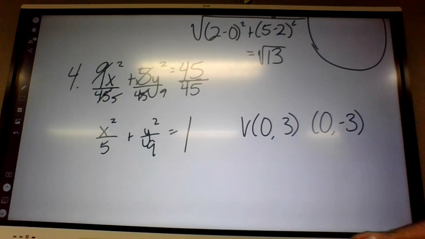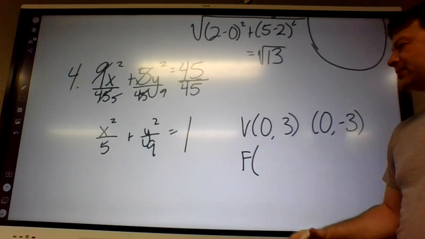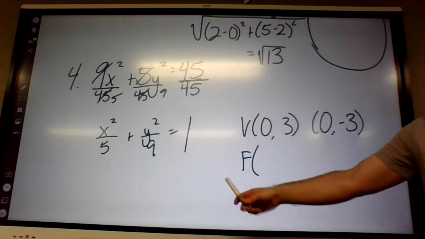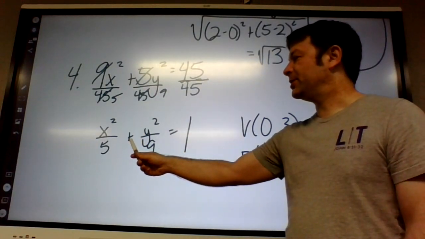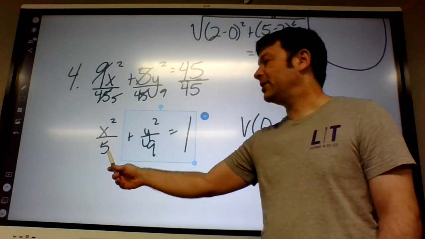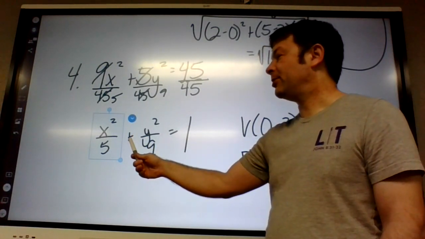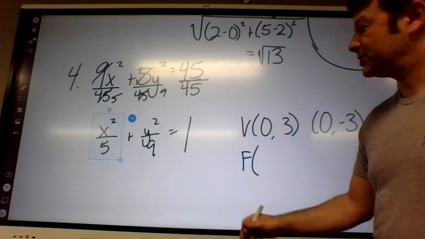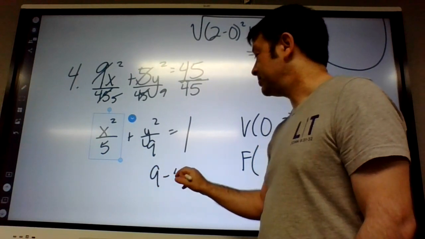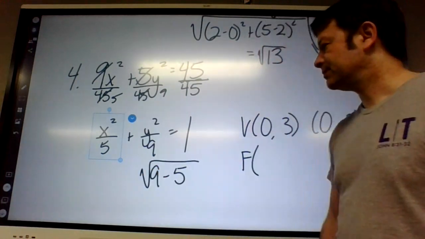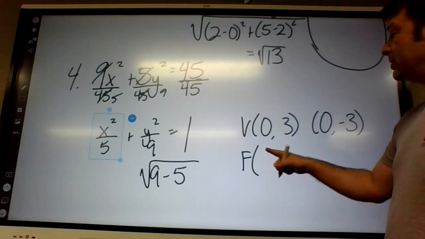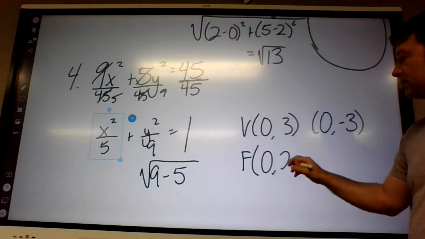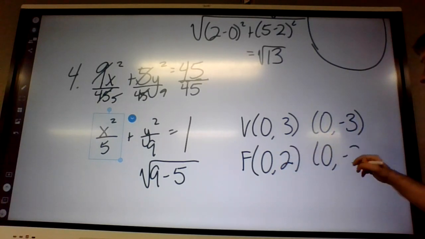Oh, and as for the foci too. Remember how we found the foci? 9 minus 5. Right. So when there's a plus right here, when there's an ellipse, you subtract to find the foci. When there's a minus, it's a hyperbola, but you add and then square root it to find the foci. So in this case, you would do 9 minus 5, square root of that, 2. Right, and the foci are in the same axis as the major axis, so it's (0, 2) and (0, -2).